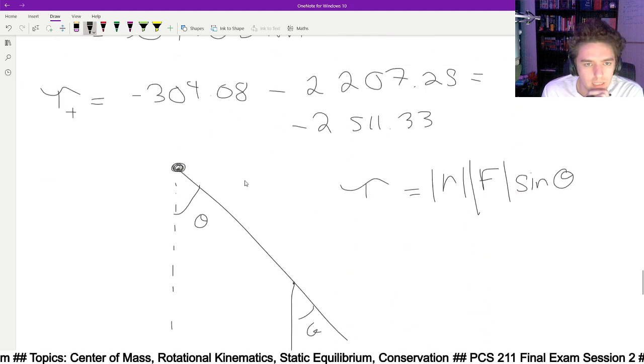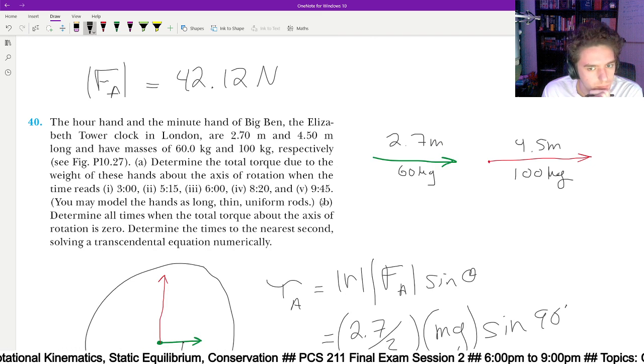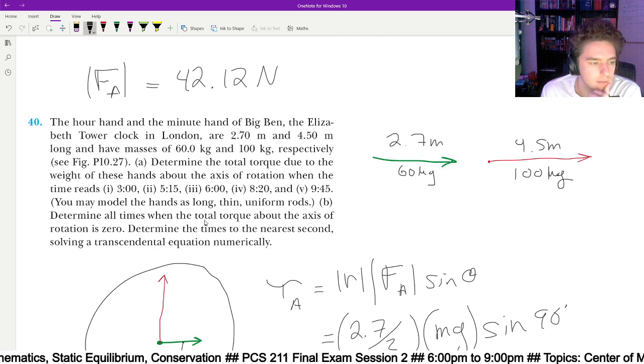Okay, should I do the last one or should we move on? It's completely up to whatever people say. Should I do 9:45? It's fine. Move on. I think move on. We can move on.